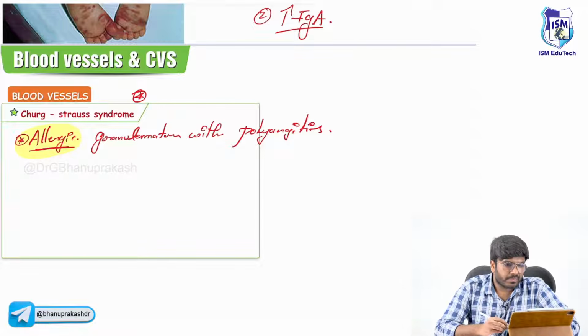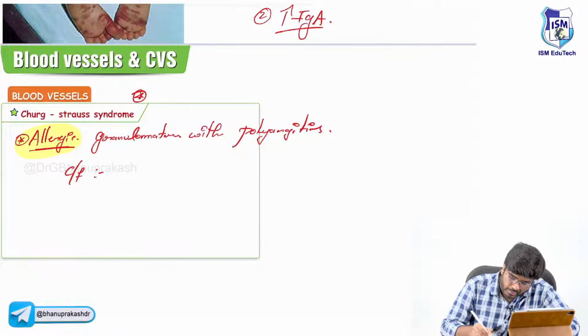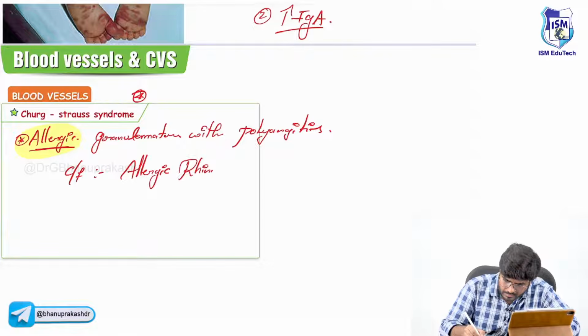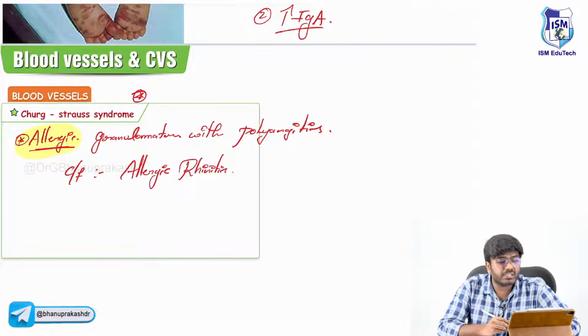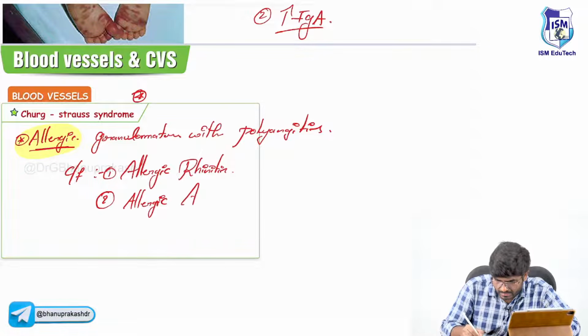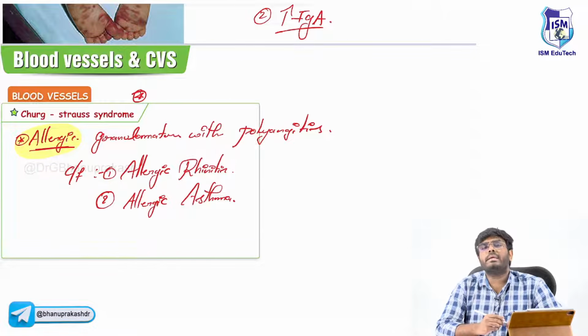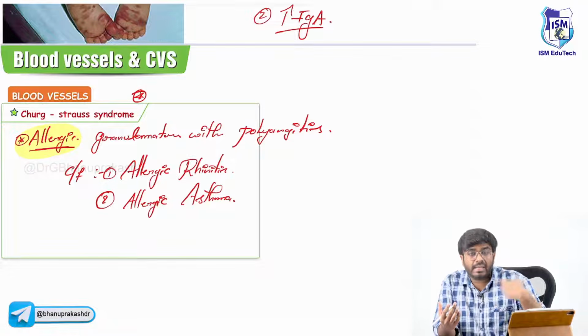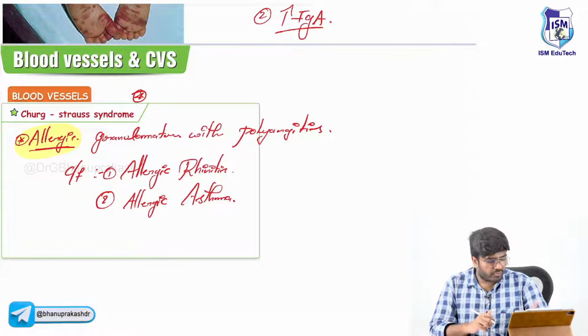So in these patients, all the allergy symptoms are going to be seen. Usually the clinical features are rhinitis. There will be allergic rhinitis, that's the cold. It's also associated with other allergies like allergic asthma. Allergic asthma is going to be seen. If I am the person suffering with allergies, in reality I am having the allergies.